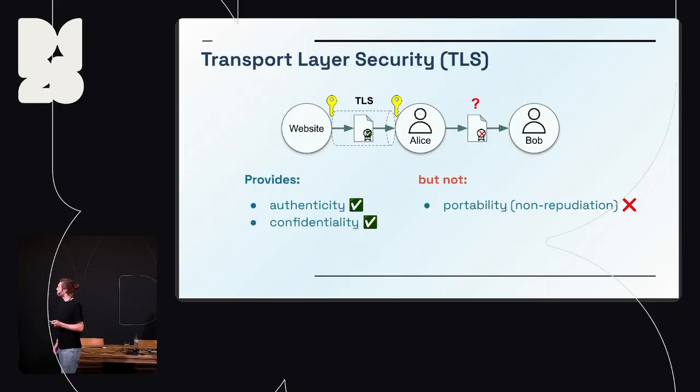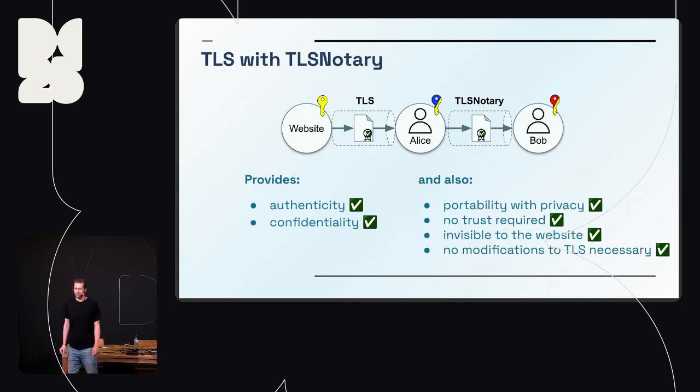Okay, so how can we fix this? Welcome to the bright world of TLSNotary. When you use TLSNotary, you also get authenticity and confidentiality, but you get many other things on top. If we have a look at the picture, we see that Alice is still connected via TLS with the website, and there's something going on between Alice and Bob in the back, operating this TLSNotary protocol. So what you get now is authenticity, confidentiality, and also this portability of data.